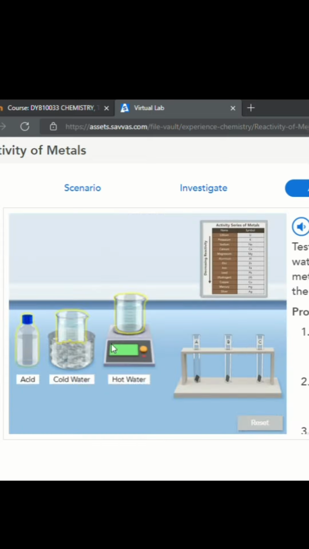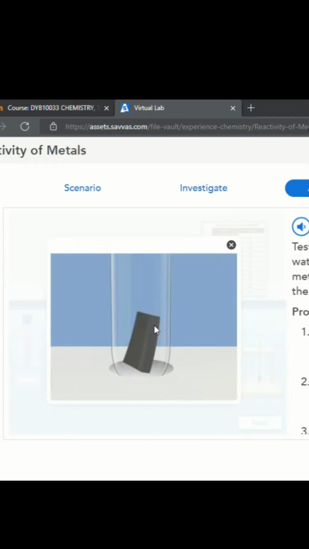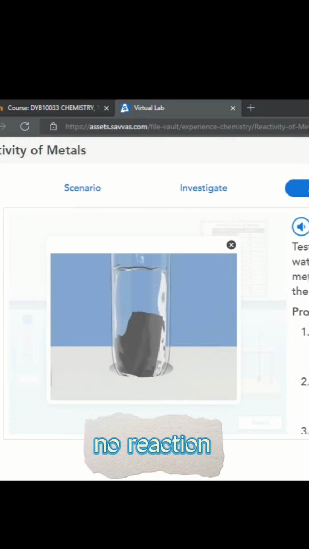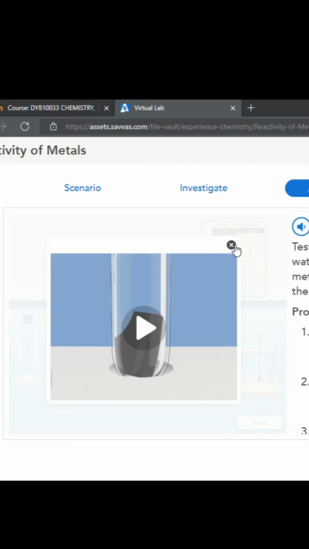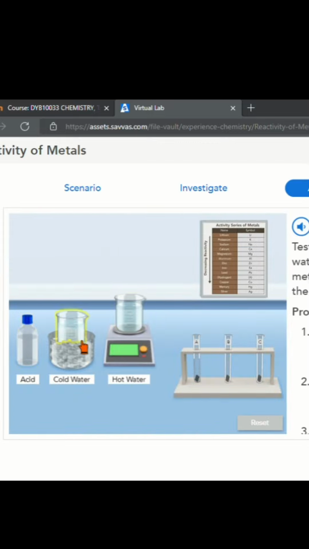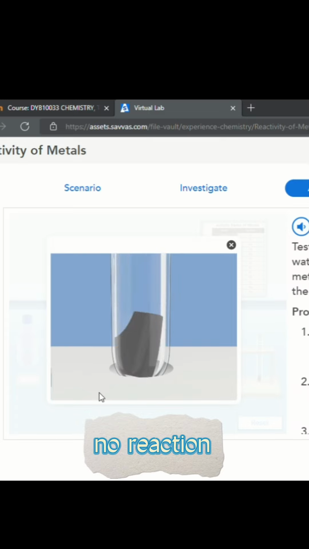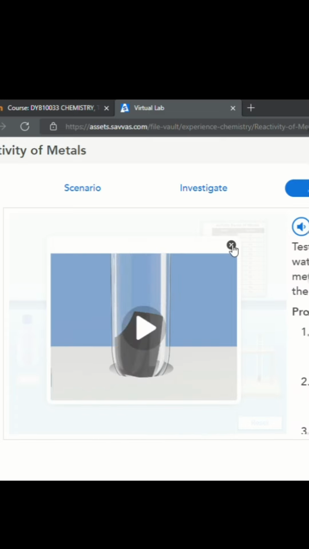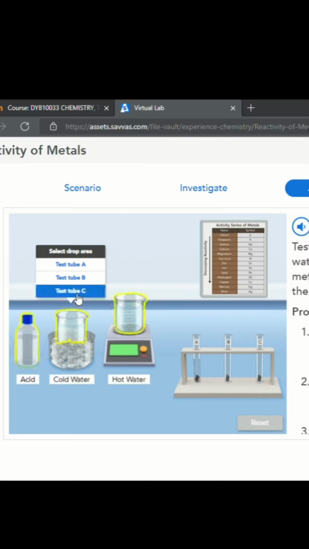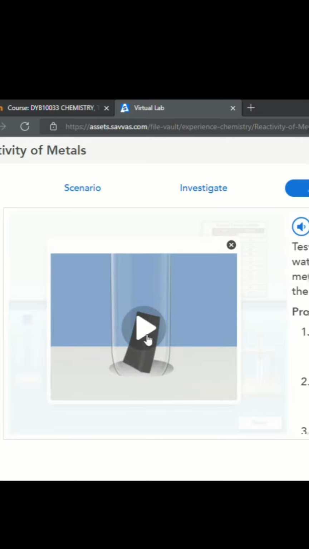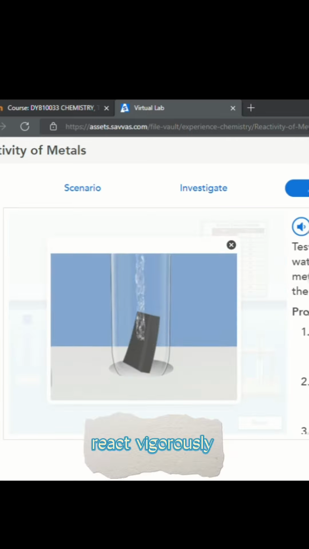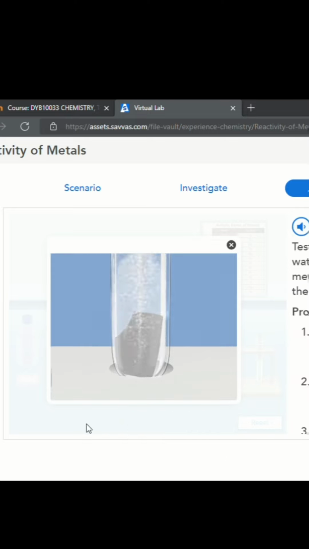Next one is the reaction with cold water with the 3 unknown metals. The result for metal A is no reaction, no bubble was formed. And for test tube B, metal B also has no reaction. Next is test tube C. And for unknown C, it reacts vigorously.